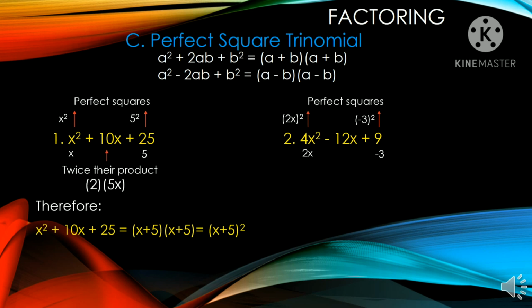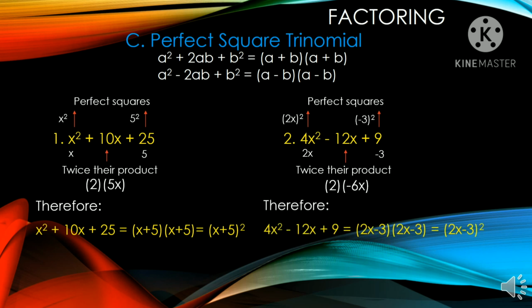Yes, the sign is negative. Okay. So, twice their product, so that is 2 times their product is negative 6x because negative 3 times 2x, or 2x times negative 3, we have negative 6x. That is simply equal to our middle term, negative 12x.